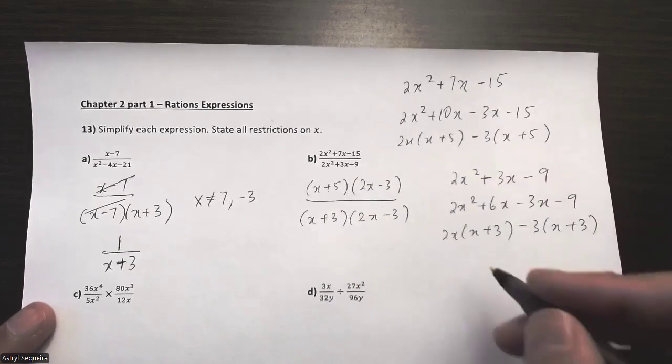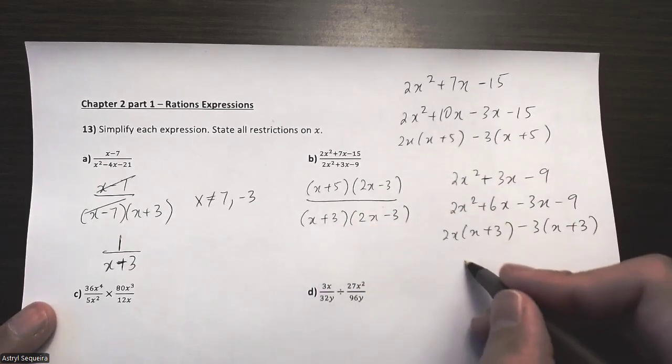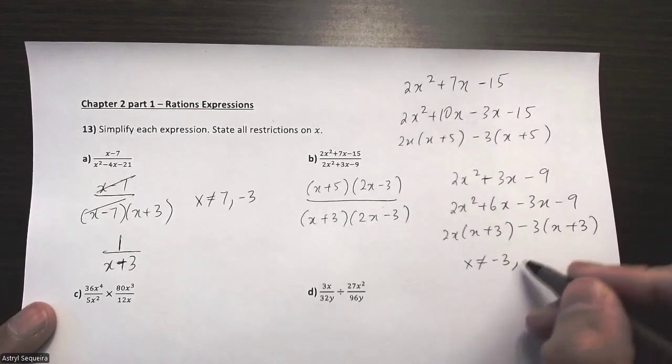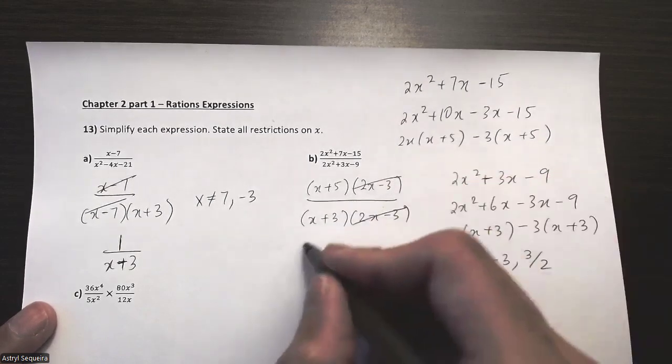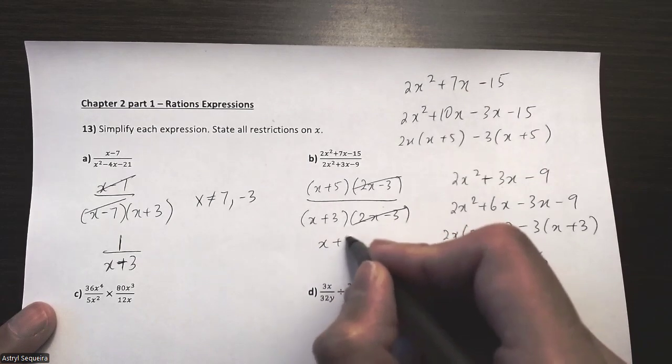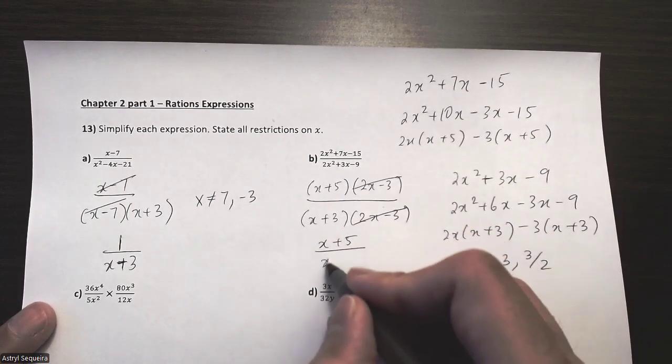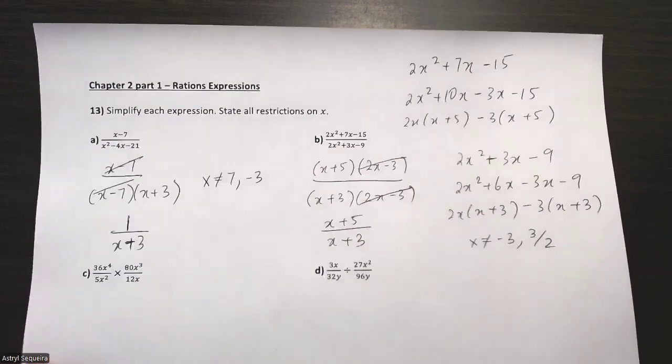I'll state my restrictions next. So looking at the bottom, x cannot equal negative 3 or 3 over 2. And then I'll simplify. I can cancel these out. I'm just left with x plus 5 over x plus 3.